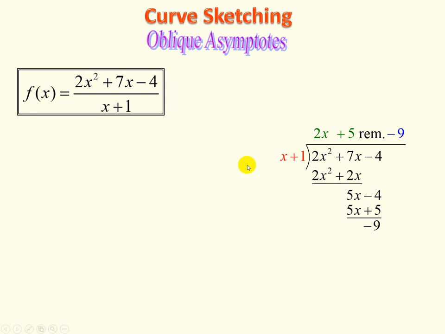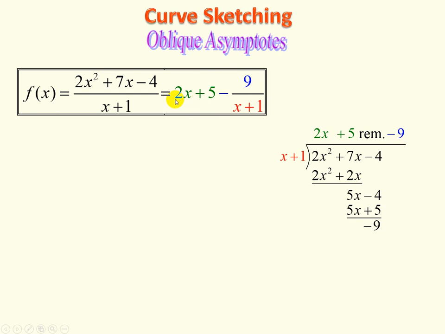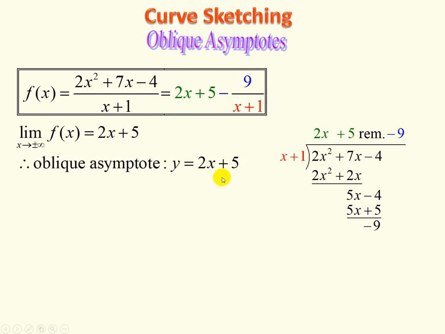So we're now going to put that back into the equation, which means we have 2x plus 5 and we have minus 9 still to be divided by x plus 1. There's our oblique asymptote immediately, 2x plus 5, because the limit of this as x tends to infinity is 2x plus 5, since the remainder term is going to go towards 0. Therefore the oblique asymptote is y equals 2x plus 5.